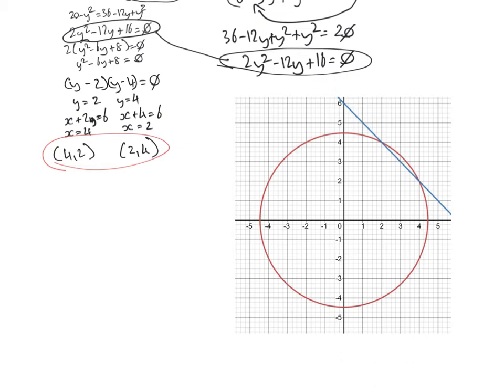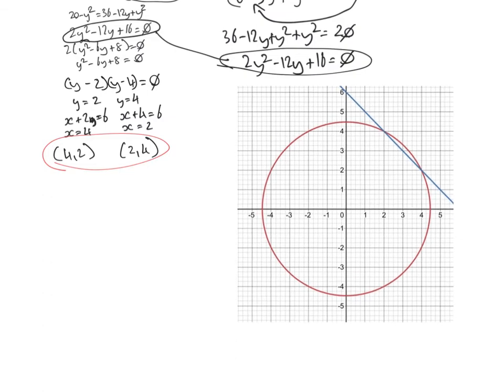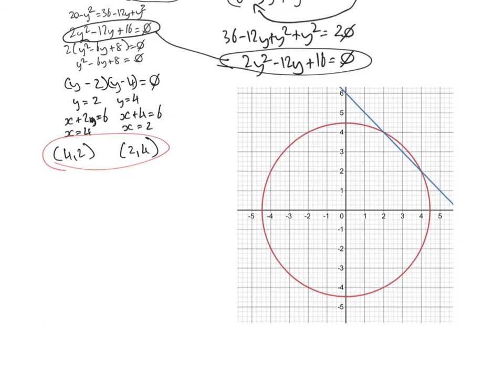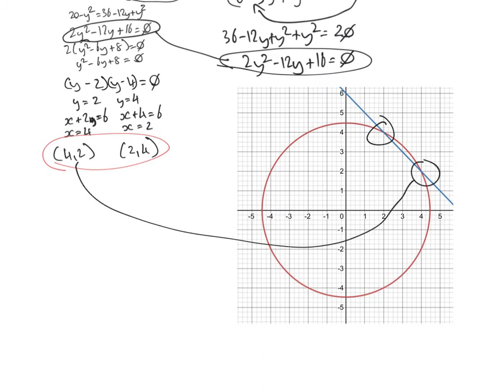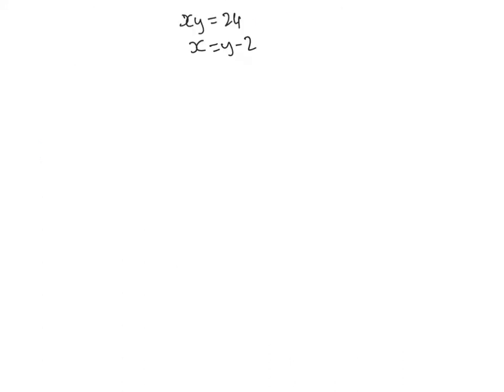And as we can see, there are our two intersections. There's one, there's the other. Is that right? Well, 4, 2 is there, and 2, 4 is there. Okay, so that's how we do that one.